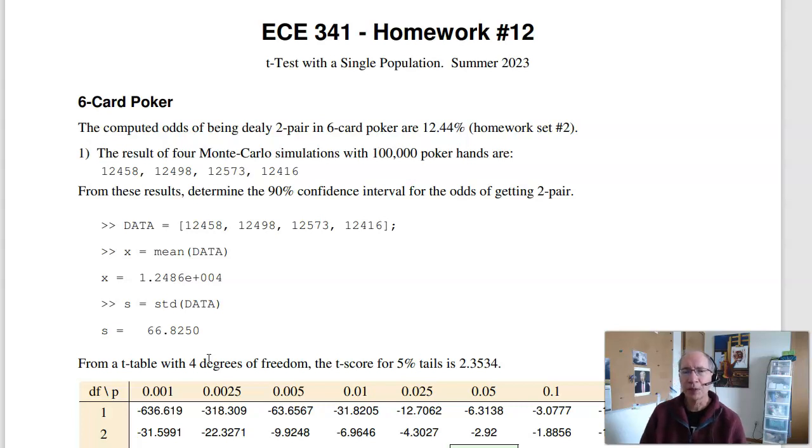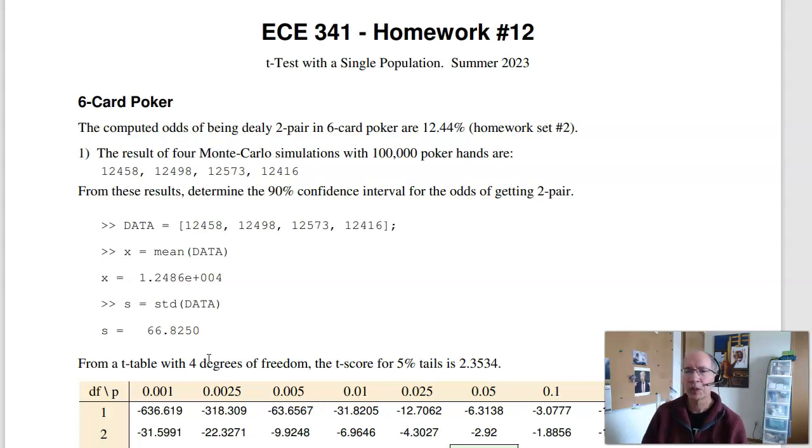The first problem is, earlier, back in homework set number 2, we wrote programs for calculating the odds of being dealt 2 pair when being dealt 6 cards, or 6-card stud. We calculated the odds as 12.44%. Can I check that with the Monte Carlo simulation?